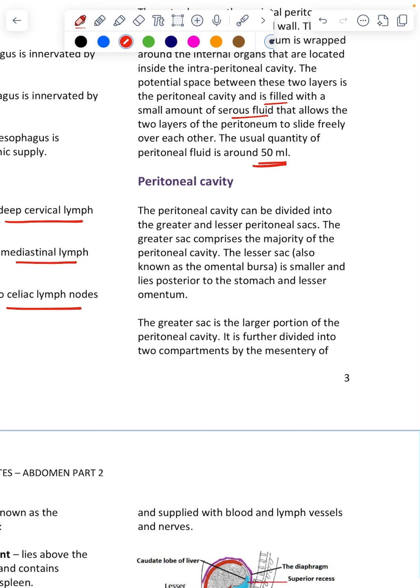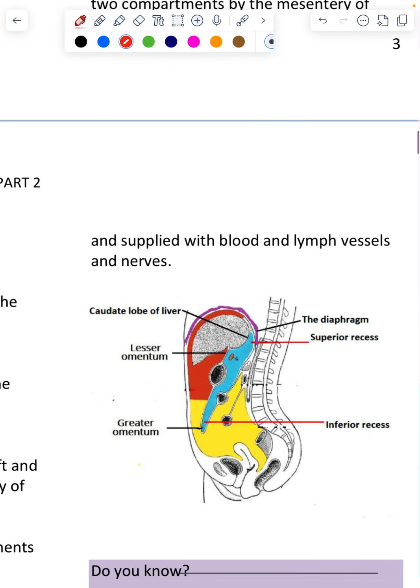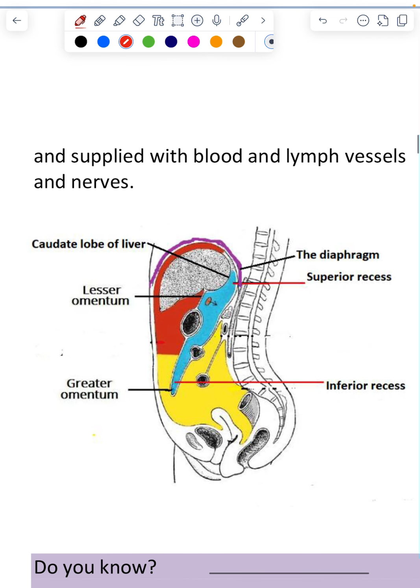The peritoneal cavity can be divided into greater and lesser sacs. So there is greater sac and lesser sac. Here you can see the blue colored.